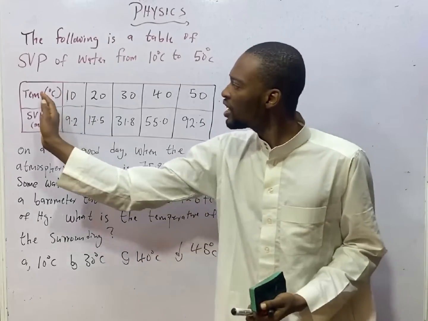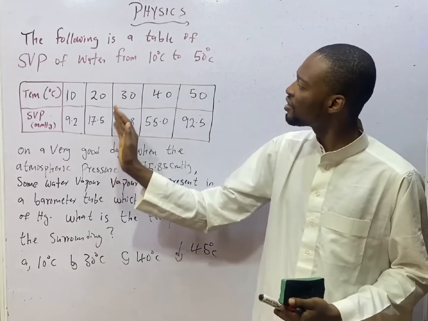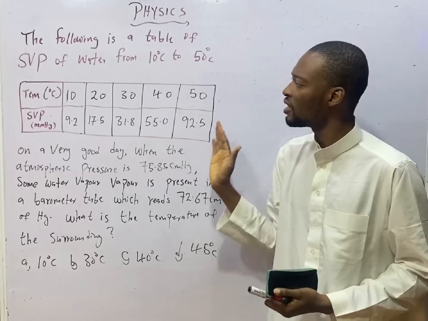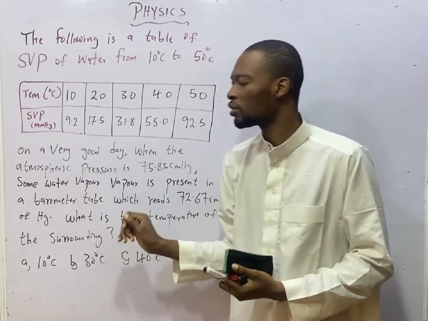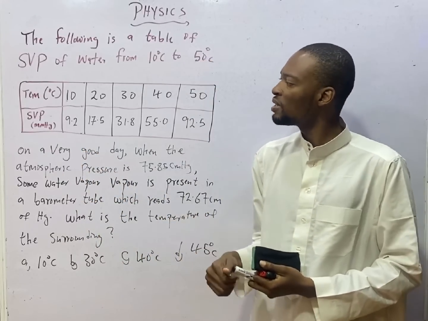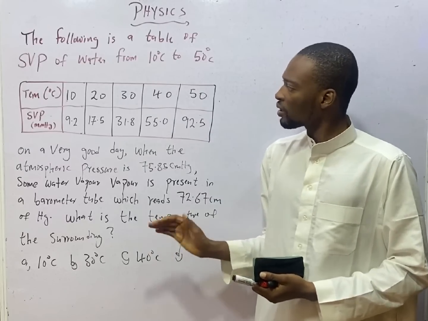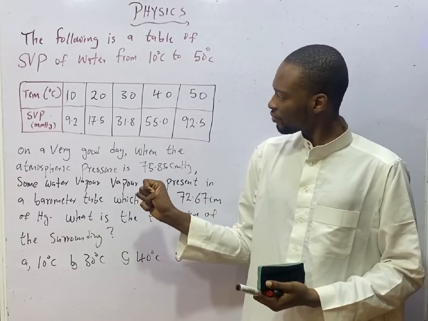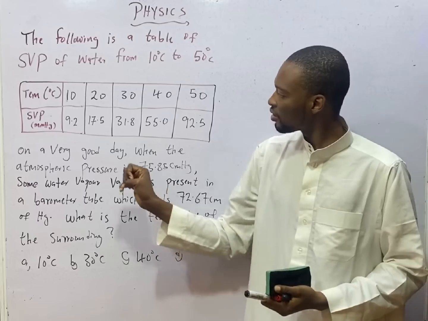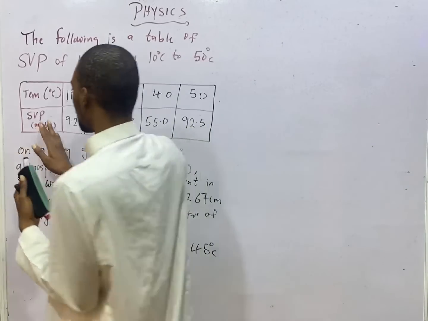Now, they gave us different temperatures: 10 degrees, 20, 30, 40, and 50. And they gave us the saturated vapor pressure of water in millimeter mercury, I guess. Now look at this. Or centimeter mercury.